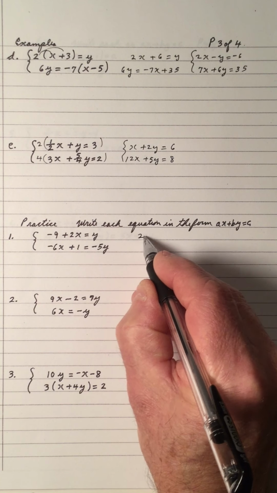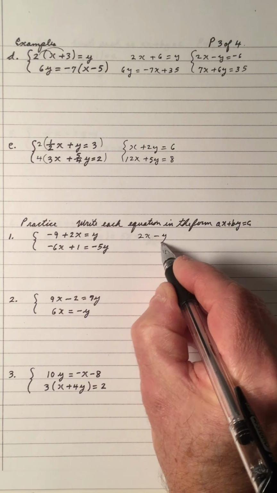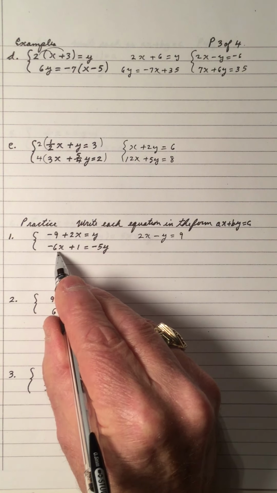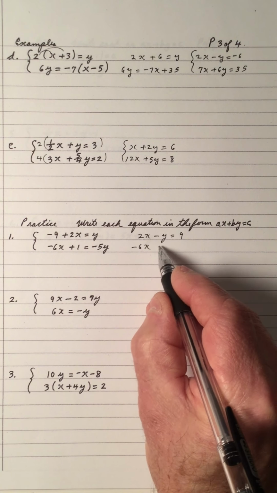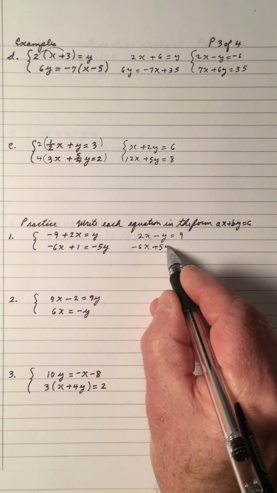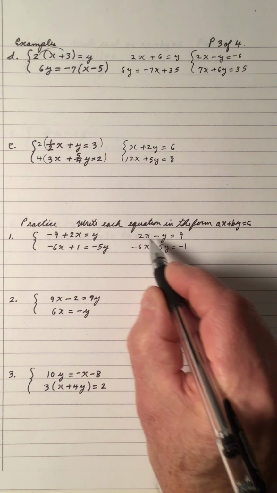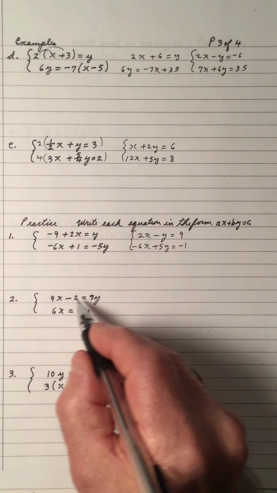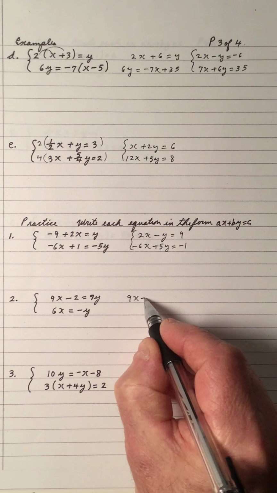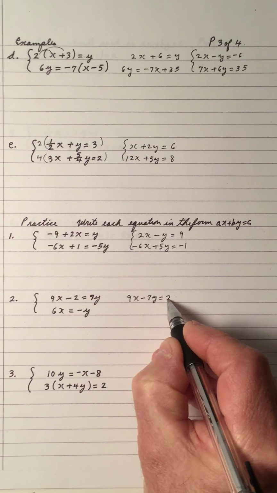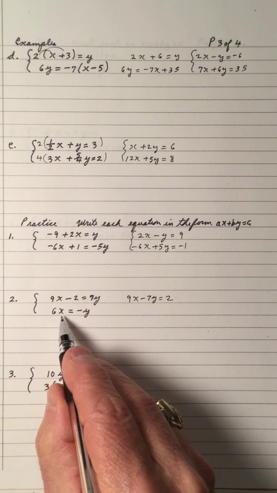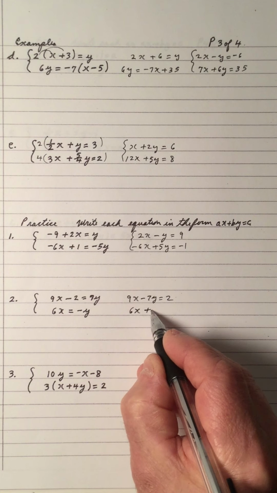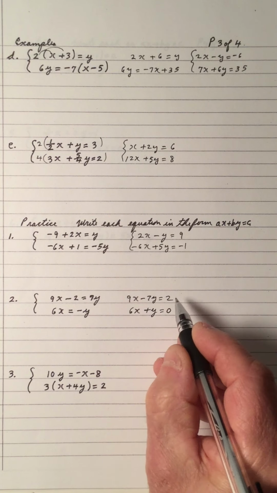So the x is okay. The y moves to the left to become negative, and the 9 moves to the right to become positive. Negative 6x is okay. The y moves to the left to become positive, and the 1 moves to the right to become negative. So we have them written in the right form. Number 2, ax plus by equals c. The x is okay. The y becomes negative, and the 2 becomes positive. And the second one, 6x is okay. The y moves to the left to become positive, and we have a 0 on the right side.